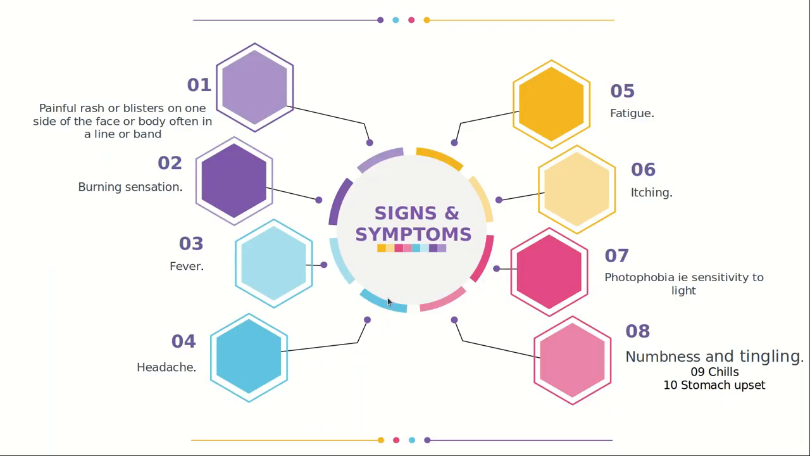So these are the signs and symptoms: painful rash or blister on one side of the face or the body, often in a line or band, as I earlier showed in the first diagram. You can always go back to check. Burning sensation, fever, headache, fatigue, itching, photophobia or sensitivity to light, numbness and tingling, chills, and stomach upset.